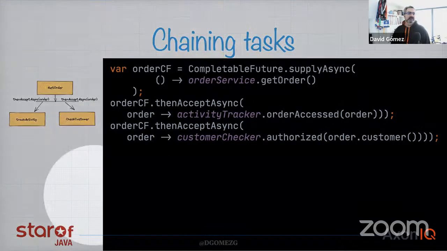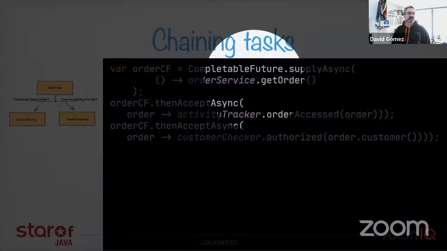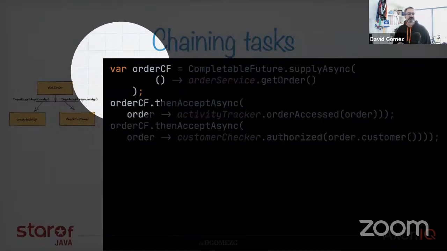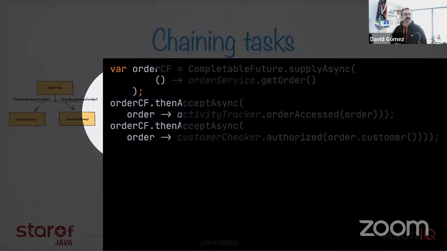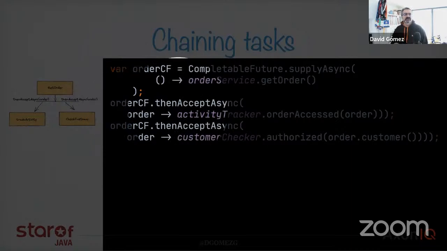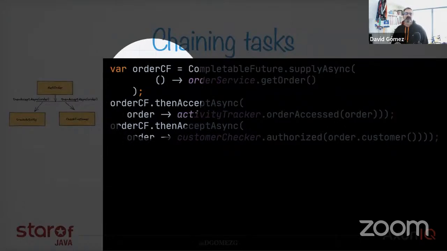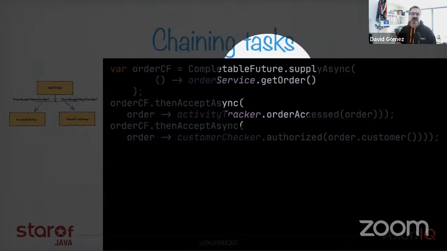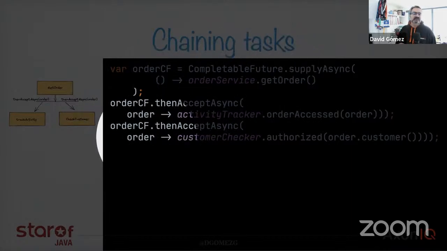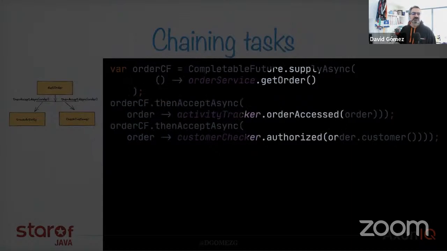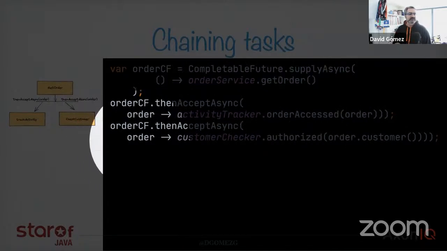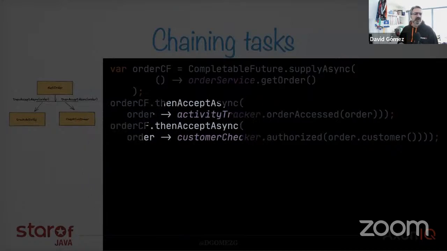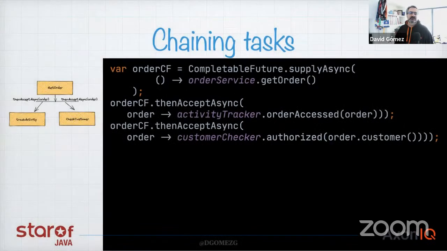We are going to provide the first task, which is this CompletableFuture supplyAsync orderService getOrder. This is going to return a CompletableFuture of order. And then with this CompletableFuture of order, we are going to concatenate two different tasks that will be executed at the same time. Once we have the first task solved, we are going to invoke these two tasks at the same time.